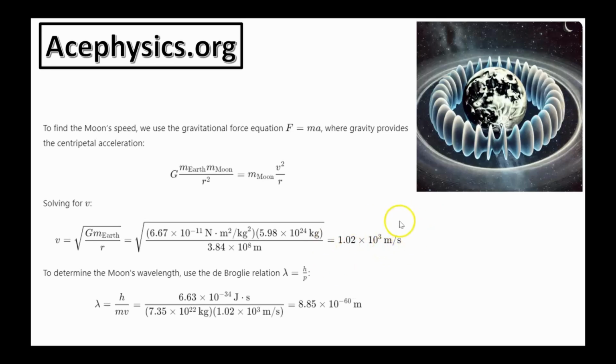Now that we have the velocity of the moon, we can find the wavelength of the moon. Lambda is equal to h over mv. h is the standard 6.63 times 10 to the negative 34. The mass of the moon was given. We just solved for the velocity. The moon has a wavelength of 8.85 times 10 to the negative 60 meters.